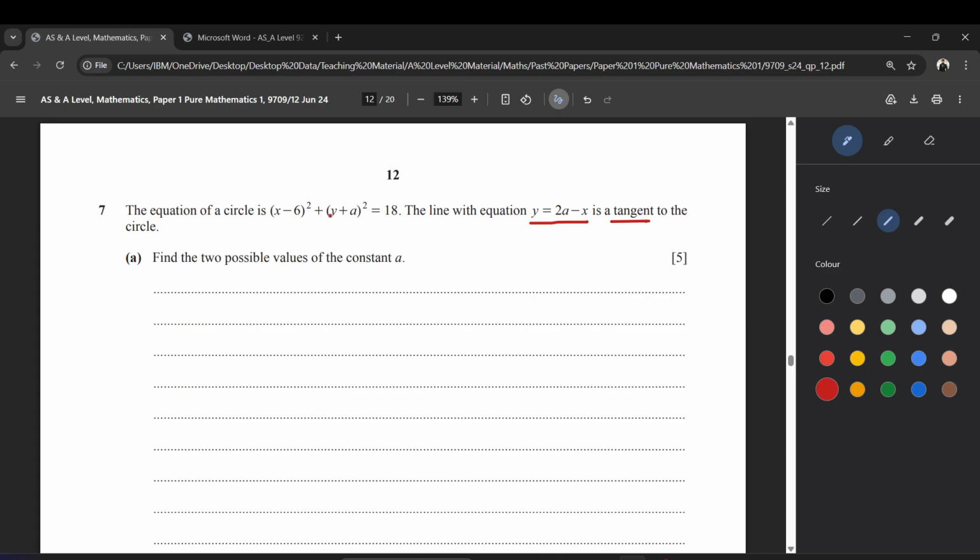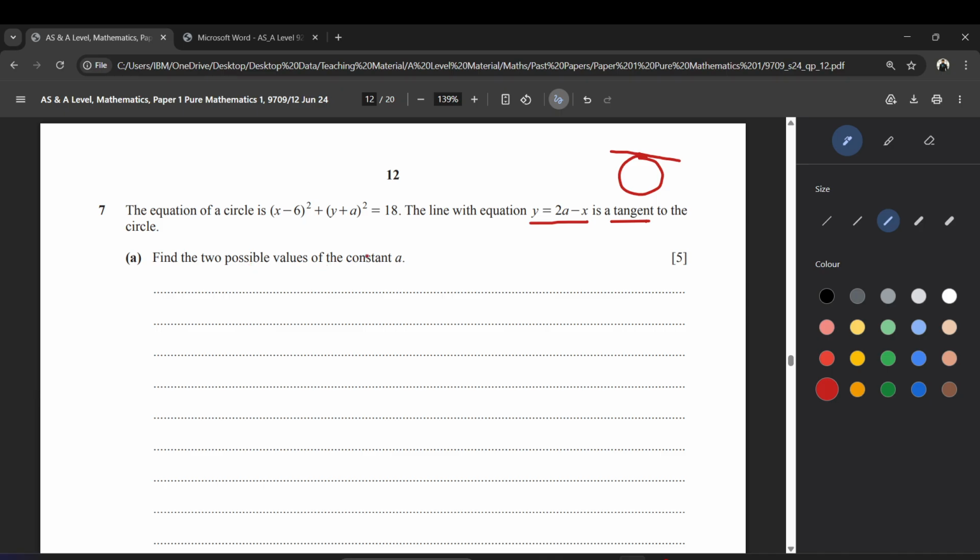Okay, so you have a circle and then you have this straight line which is a tangent. So what does that mean? That this line is going to cut the circle at one single point. So if we want to talk in terms of intersection points, that means there will be only one intersection point. Find the two possible values of the constant a.